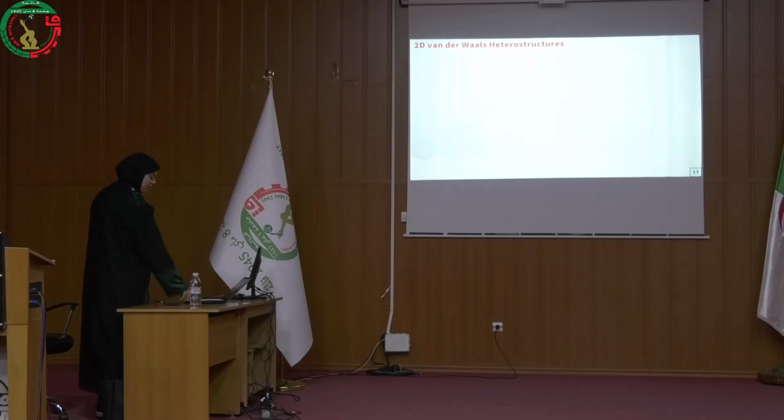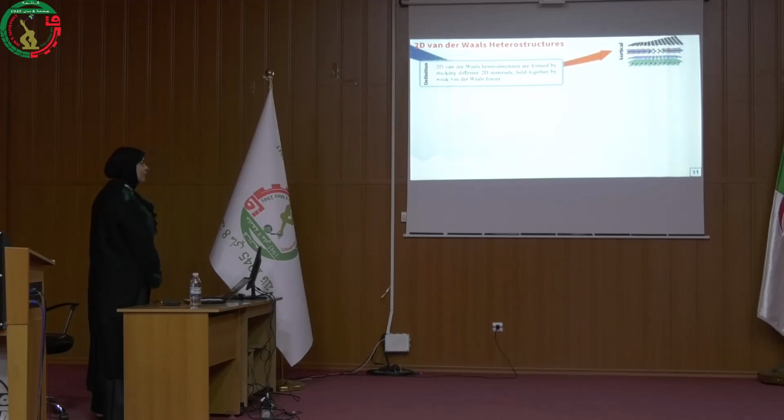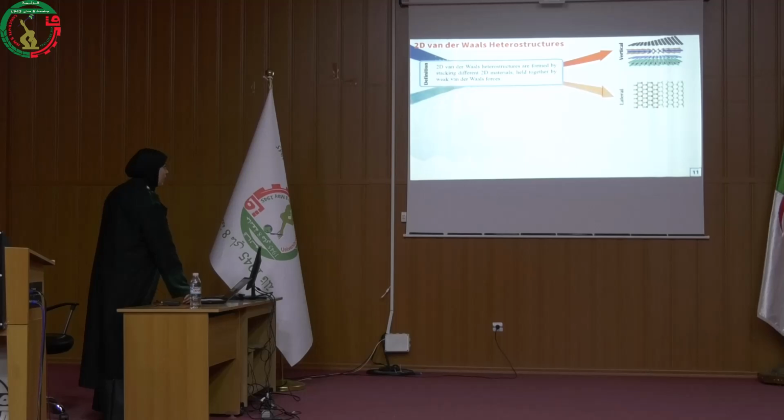Now, let's move to two-dimensional van der Waals heterostructures, where combining different two-dimensional materials leads to new and improved properties. Two-dimensional van der Waals heterostructures are formed by stacking different two-dimensional materials held together by weak van der Waals forces. There are two types: first, vertical heterostructures, where layers are stacked atop each other, and lateral heterostructures, where layers are arranged side by side.